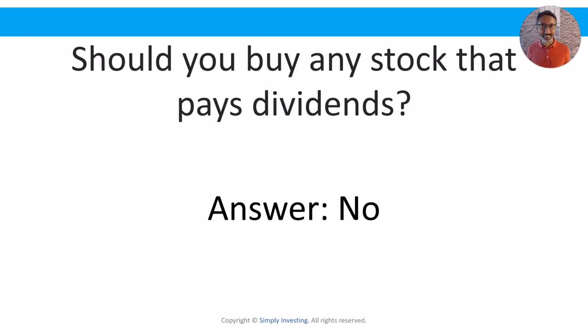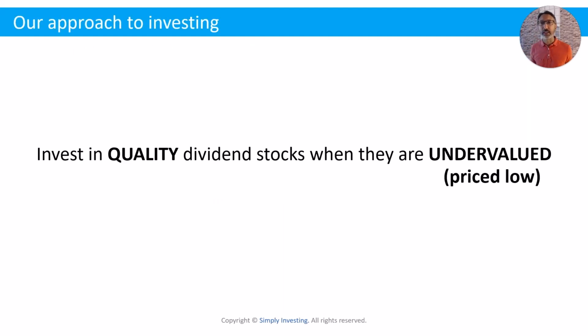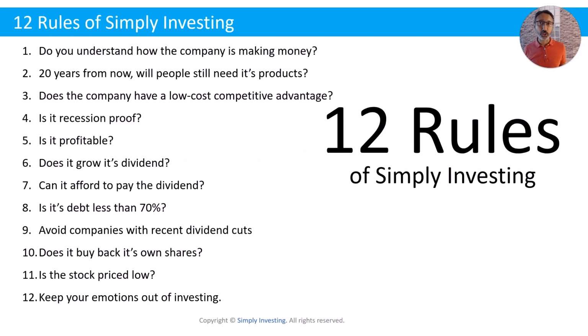So don't do that. Don't go out and buy any stock that's paying dividends right now. Our approach is to invest in quality dividend stocks, not just any dividend stock, but quality dividend stocks. And we want to invest in those stocks when they're priced low, when they're undervalued, not high, low. So how do you know when you're looking at a stock if it's a quality stock, and how do you know if it's undervalued?